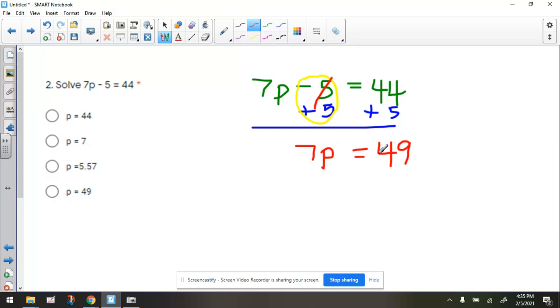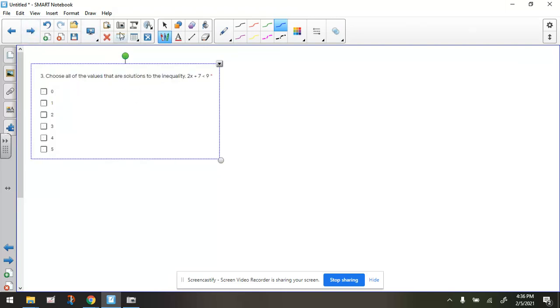To solve this means 7 times some number equals 49. We apply the inverse operation. What's the opposite of multiplying a variable by 7? It would be to divide it by 7. This cancels out. You bring down the p. And the only thing left you have to do is 49 divided by 7, and you'll have your answer for number 2. All right, let's look at number 3.